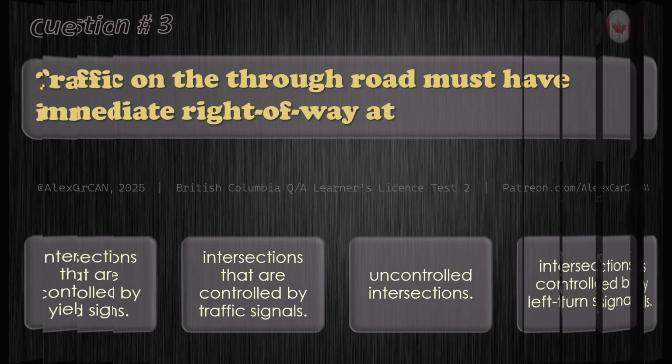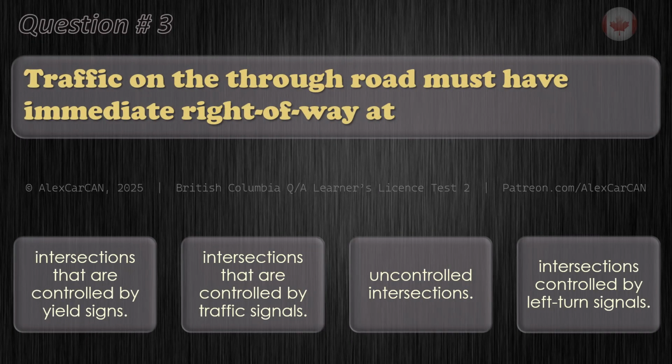Question number 3. Traffic on the through road must have immediate right-of-way at intersections that are controlled by yield signs. Intersections that are controlled by traffic signals. Uncontrolled intersections. Intersections controlled by left turn signals. The correct answer is intersections that are controlled by yield signs.